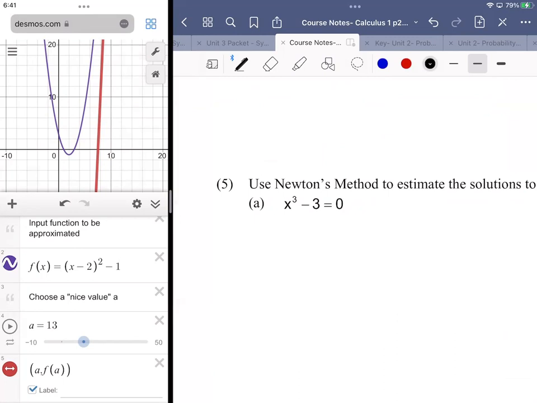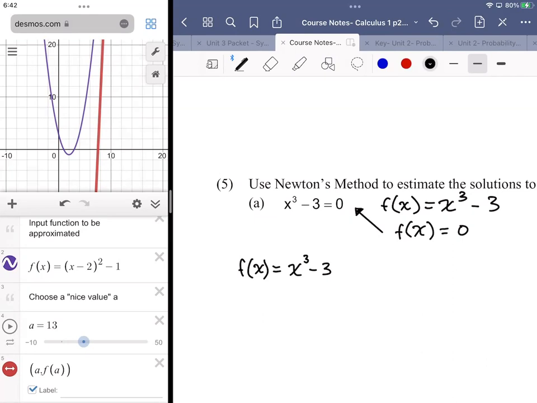If I have something like x cubed minus 3 equals 0, what that means is that we had some function f of x that was equal to x cubed minus 3, and that function f of x was set equal to 0 in order to get this equation. So we have a function to work off. So f of x is equal to x cubed minus 3. What I need from that is a derivative, f prime of x. Simple power rule, so 3x squared, not difficult.